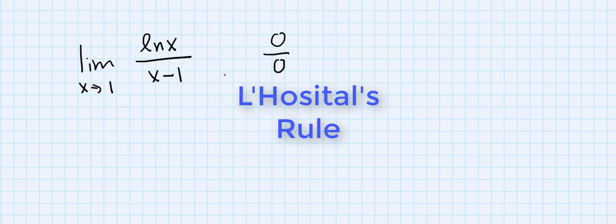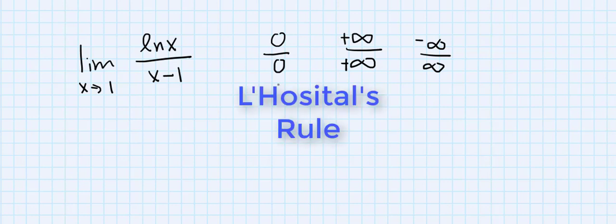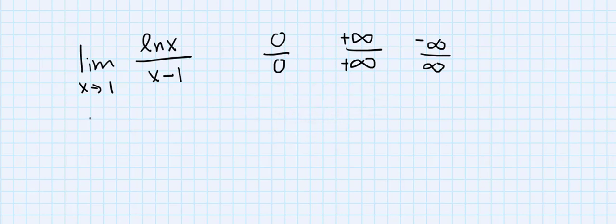When you have a limit and you plug in a value and you get 0 over 0 or infinity over infinity, it doesn't matter what kind of sign this is. It could be negative infinity over positive infinity or positive over positive infinity. Whenever you have that case, we have to apply L'Hopital's rule. And what is L'Hopital's rule? Well, this is what you got to do.